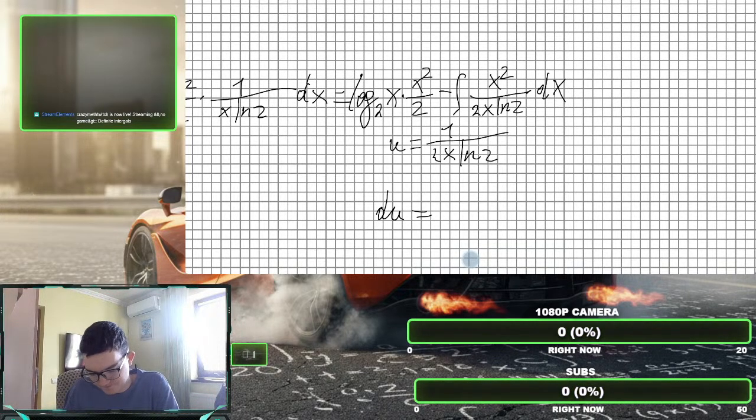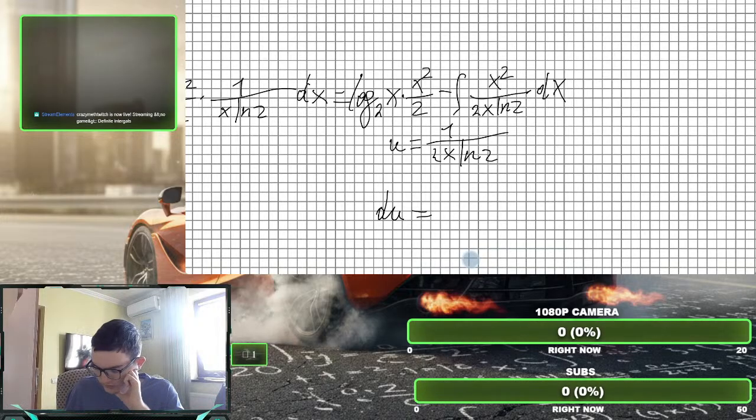I mean, ln of 2 derivative, something like this. There's 1 of 2 ln x divided by x. Yeah, I'm not really sure what I can do here.